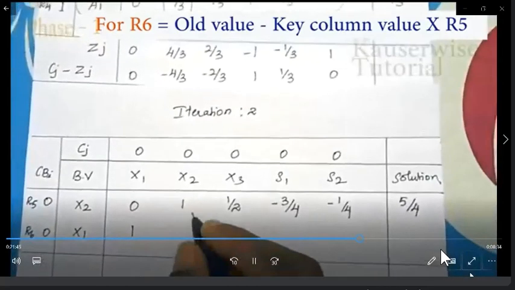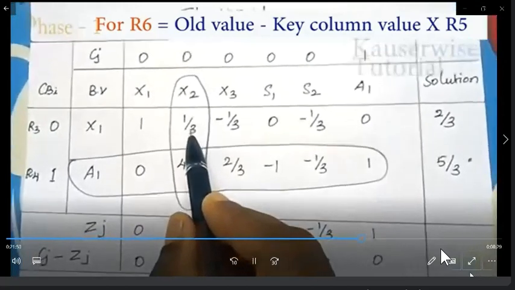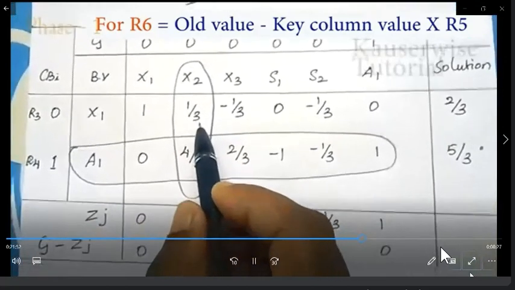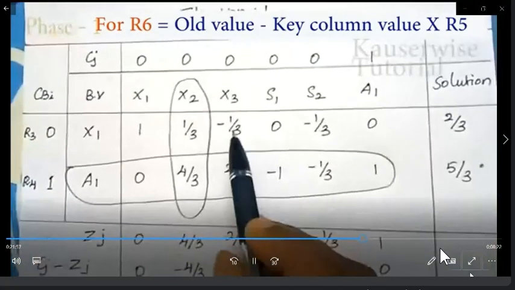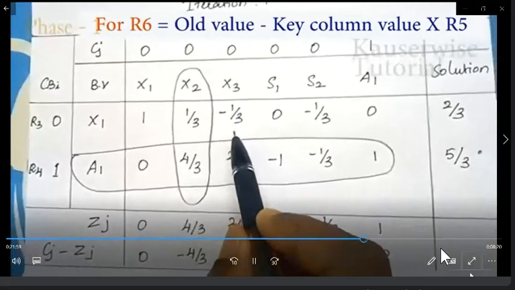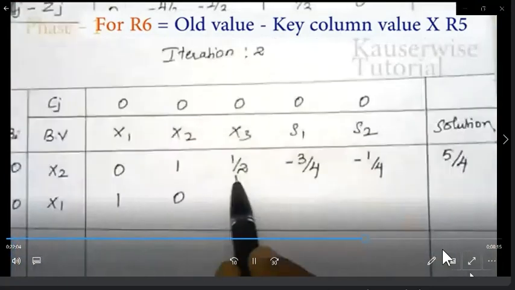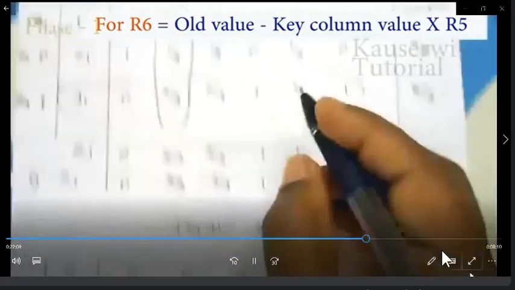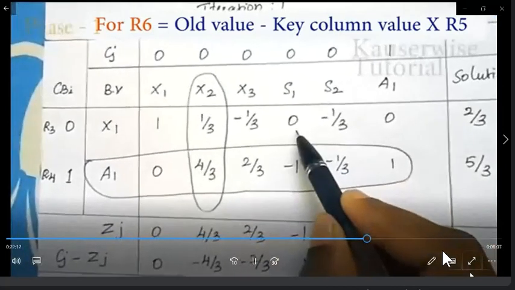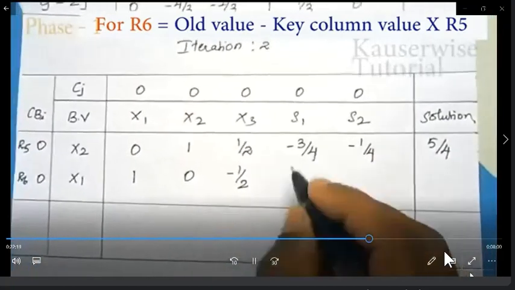For x2, the old value is 1 by 3 minus key column value, again 1 by 3, into new value 1. The answer is 0. For the third one, old value 1 by 3 minus key column value 1 by 3 into new value 1 by 2. The answer is minus 1 by 2. For S1, old value is 0 minus key column value 1 by 3 into new row value minus 3 by 4 is equal to 1 by 4.